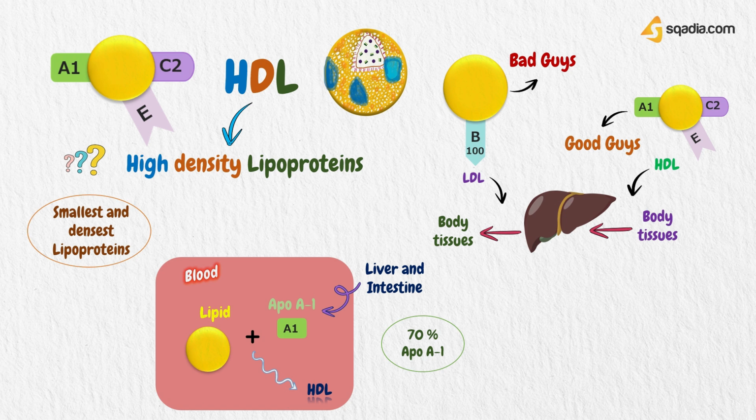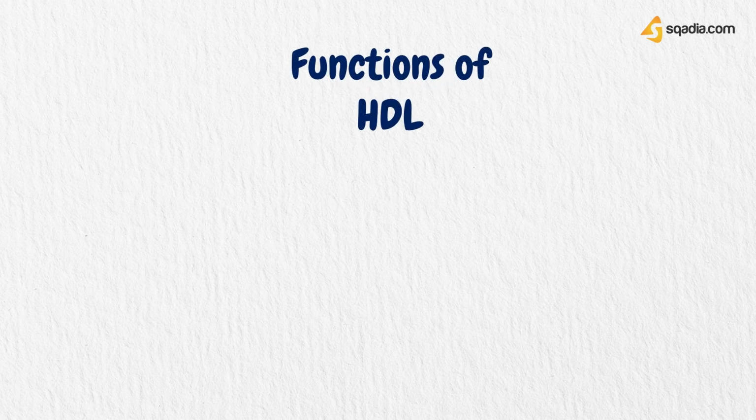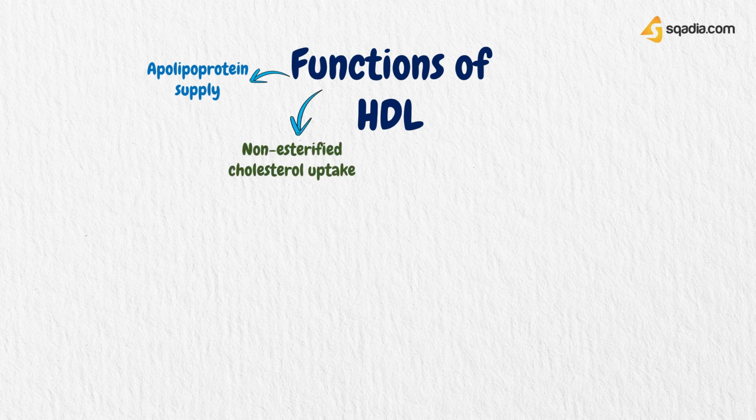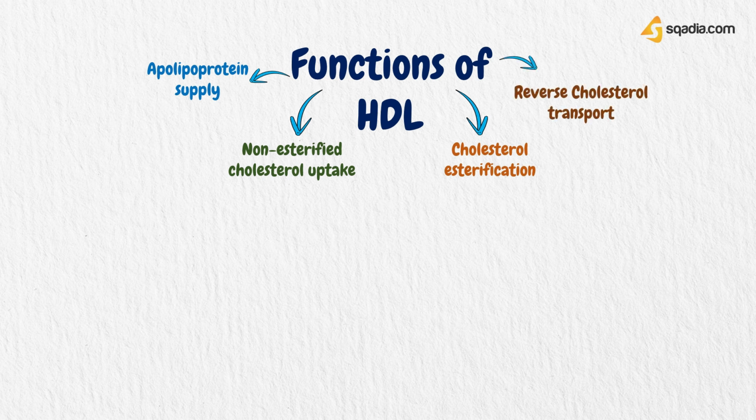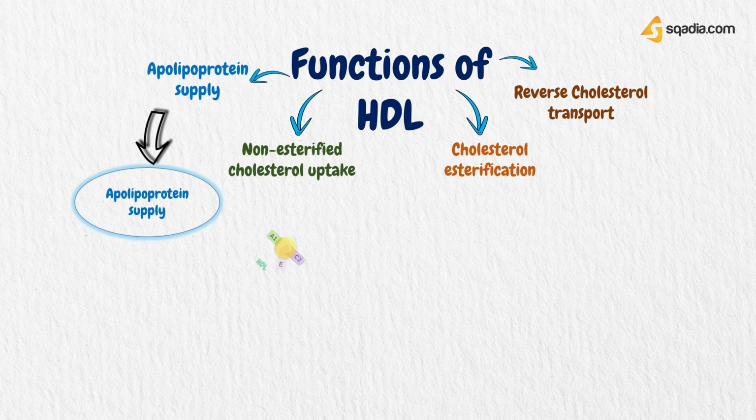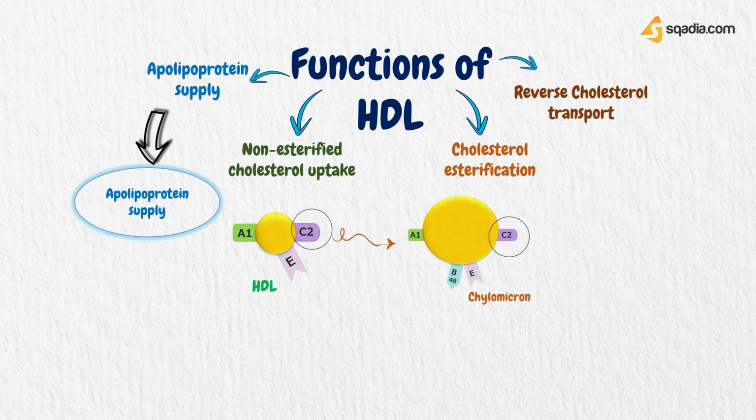As HDL play a very important role in our body, let's move ahead and learn how HDL perform a number of important functions. That includes the following: apolipoprotein supply, non-esterified cholesterol uptake, cholesterol esterification, reverse cholesterol transport. Now we will discuss all these one by one, starting with apolipoprotein supply. HDL particles serve as a circulating reservoir of ApoC2 that is transferred to VLDL and chylomicrons, and ApoE that is required for the receptor-mediated endocytosis of IDL.